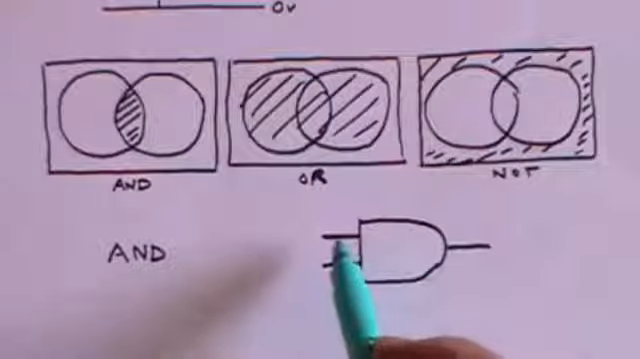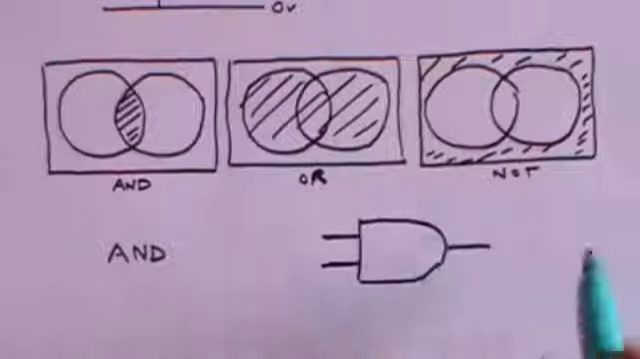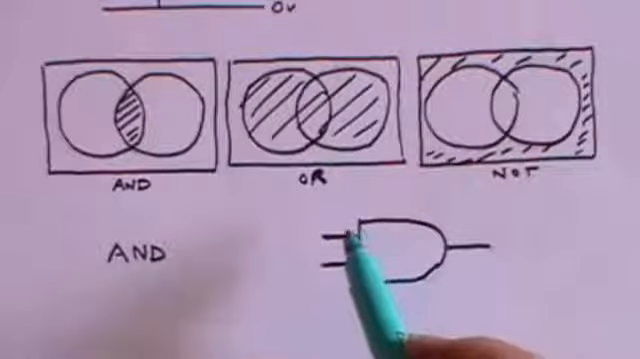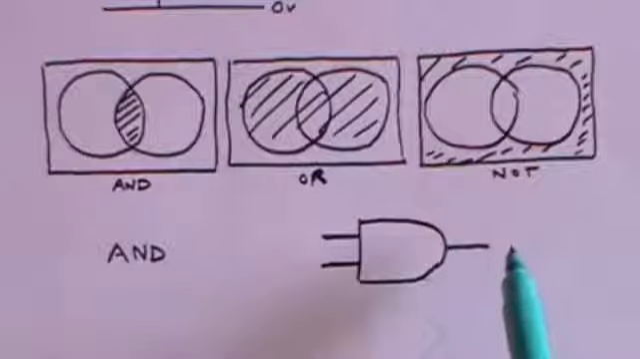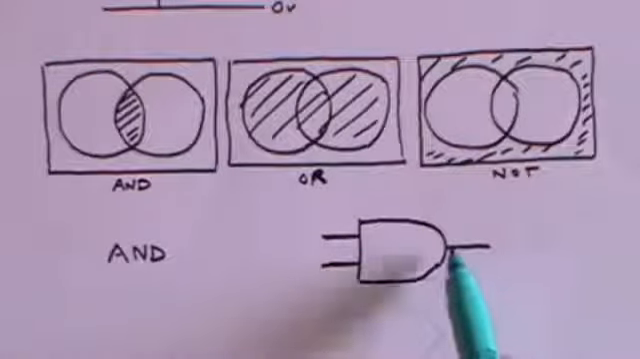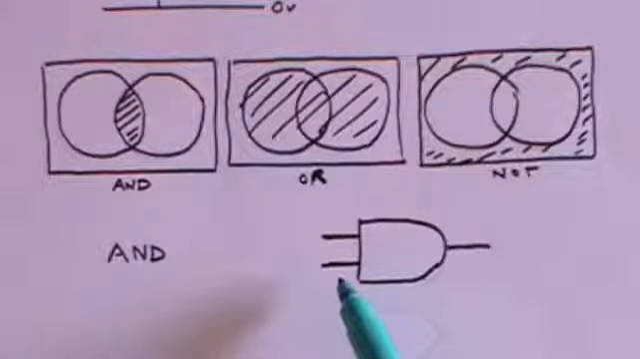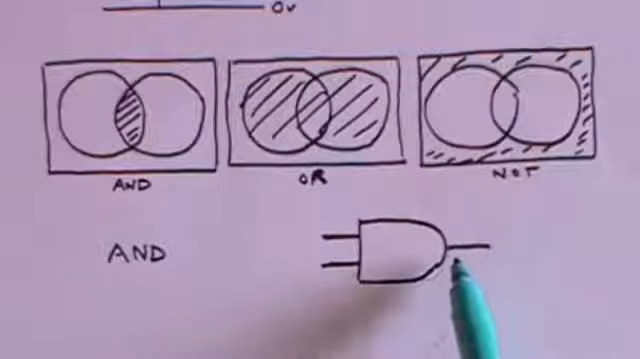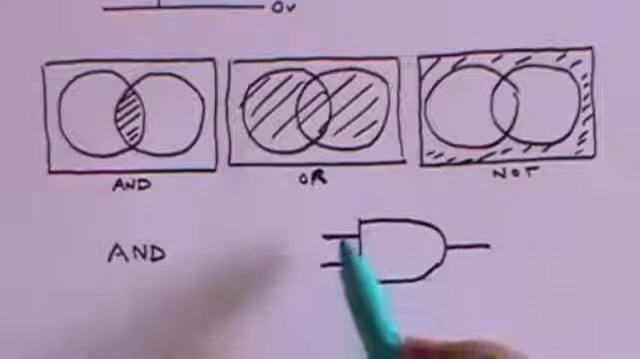But the idea is that if both inputs have got positive voltages, then there will be a positive voltage out. But if either one or both have no voltage, then there will be no voltage out. So in other words, you only get a positive voltage out if both the inputs have got positive voltages. If one or both do not, you won't get a voltage out. So that's a piece of logic. It tells you that if you get a positive voltage out, it must be because both of these have got positive voltages.